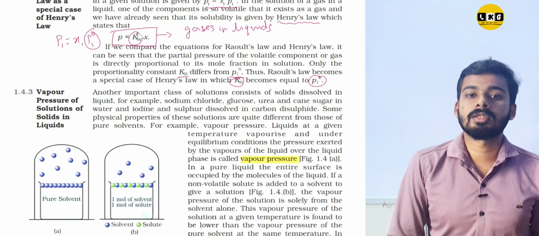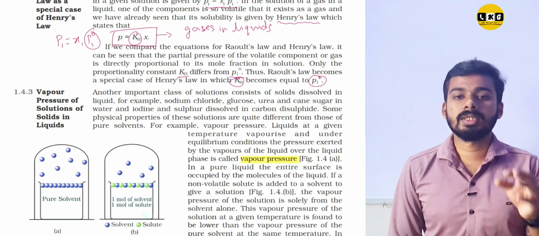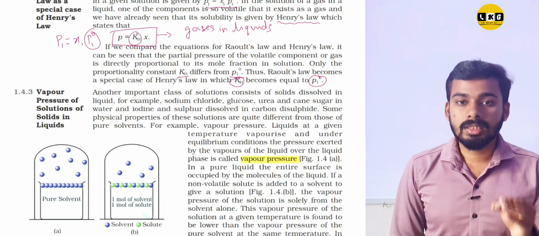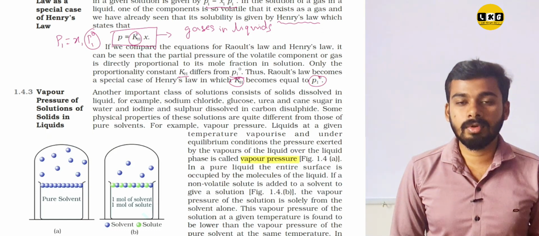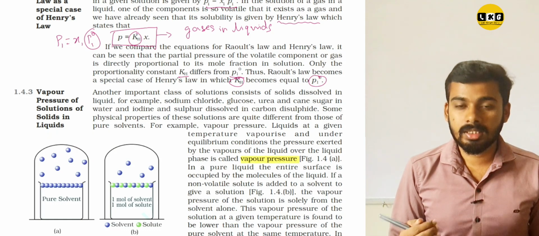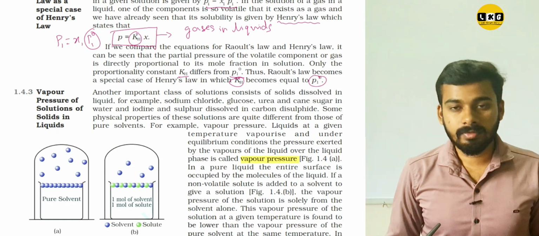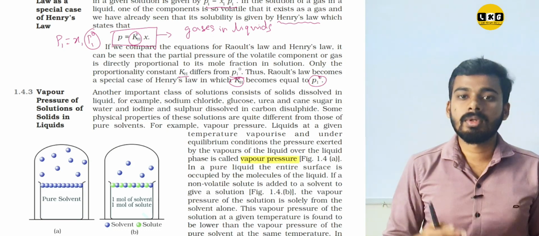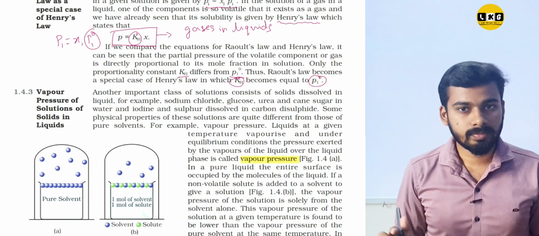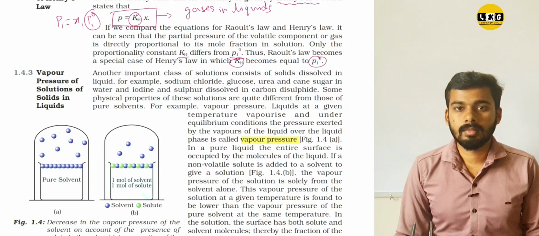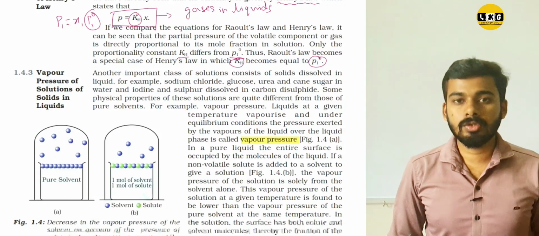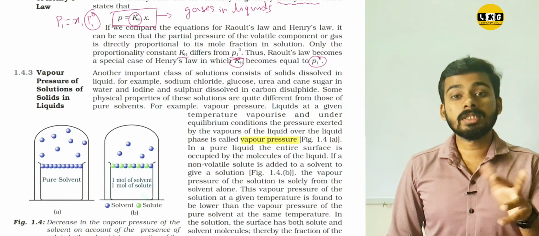Raoult's law is a special case of Henry's law, we can say. The only difference is that Henry's law is explained for gaseous solutions, that is gases dissolved in liquids, but Raoult's law is for liquids dissolved in liquids or solids dissolved in liquids. That's the difference. See, another important case here: so far we have discussed liquids in liquids.